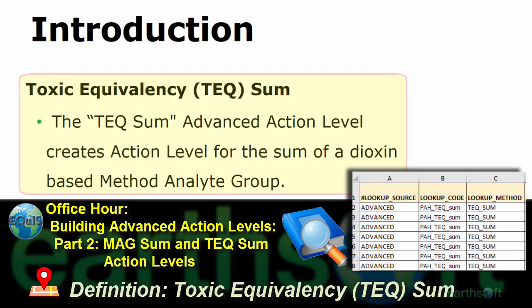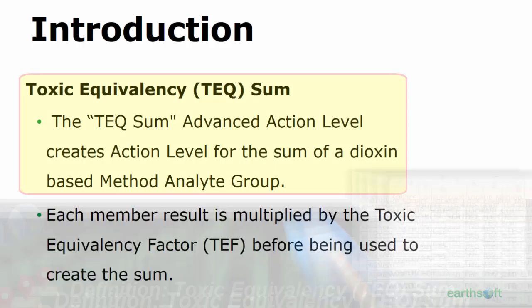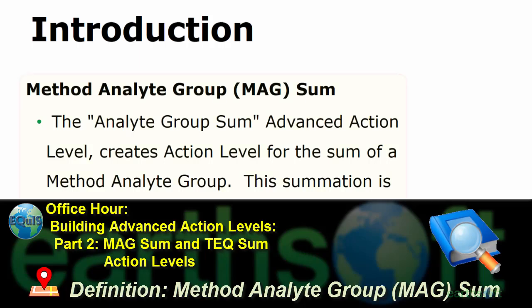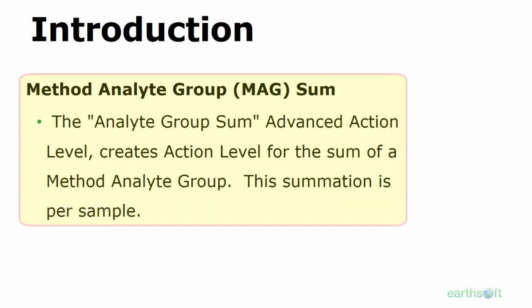To start, the Toxic Equivalency Sum action level is an advanced action level, which allows you to create a method analyte group where each member's results will be multiplied by the Toxic Equivalency Factor and then summed per sample. Next, the Analyte Group Sum, or MAG Sum, is an advanced action level that allows member results to be added together per sample.